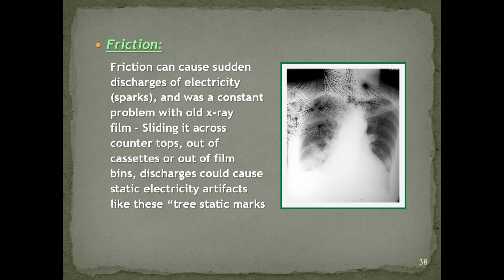Friction can, in radiography, cause sudden discharges of electricity. It was an old problem with old X-ray film, sliding it across countertops and out of cassette bins. The film is easy to electrify. Discharges could cause static electricity artifacts, such as these tree static marks seen on this chest radiograph.